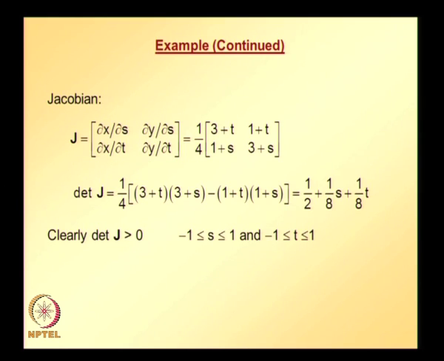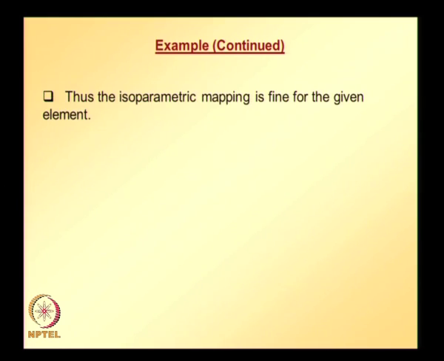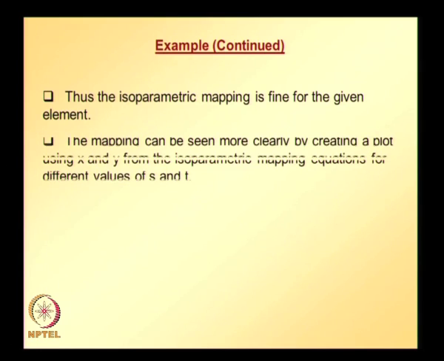So, this mapping is good, thus isoparametric mapping is fine for the given element. This is one way of checking mapping, that is, once the determinant of J expression is obtained, checking whether the determinant of J is greater than 0 over the parent element domain. That is one way of checking whether mapping is fine or not.